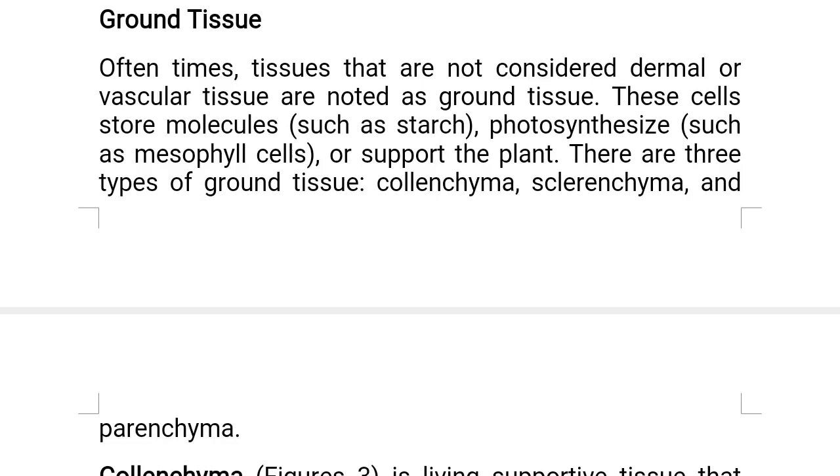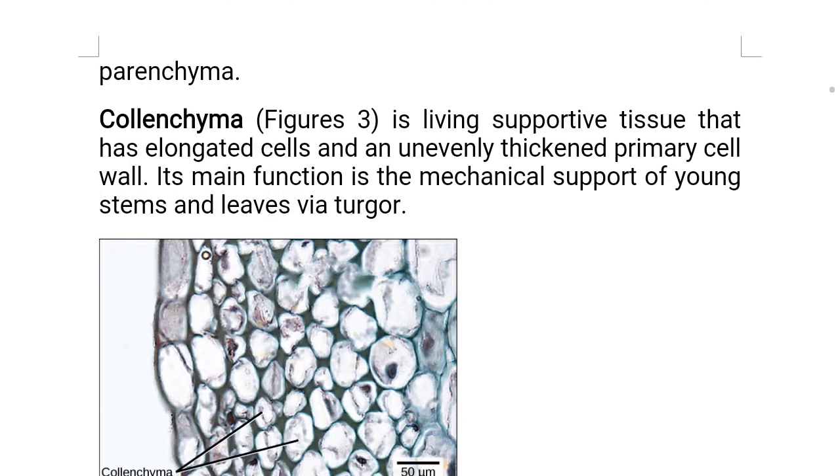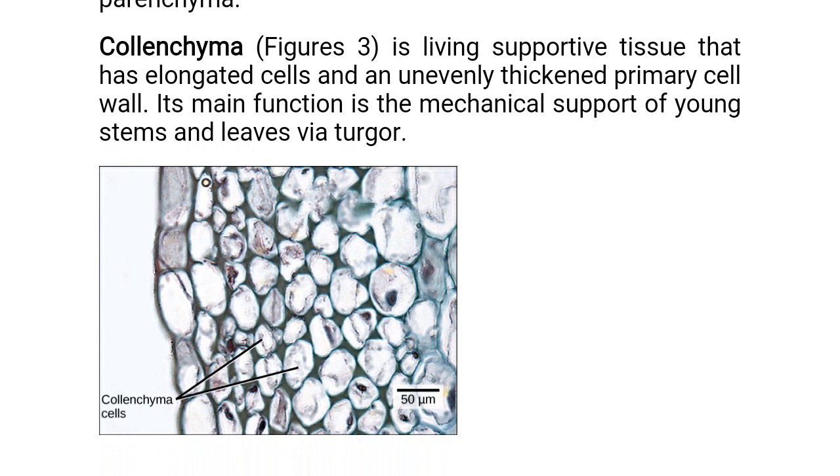We have the collenchyma, the sclerenchyma, and the parenchyma. Or you can call them the collenchymatous tissue, the sclerenchymatous tissue, and the parenchymatous tissue. So the collenchyma is a living supporting tissue that has elongated cells and an unevenly thickened primary cell wall. Its main function is mechanical support to young stems and leaves.